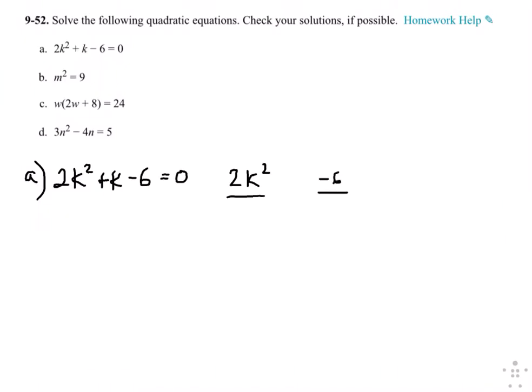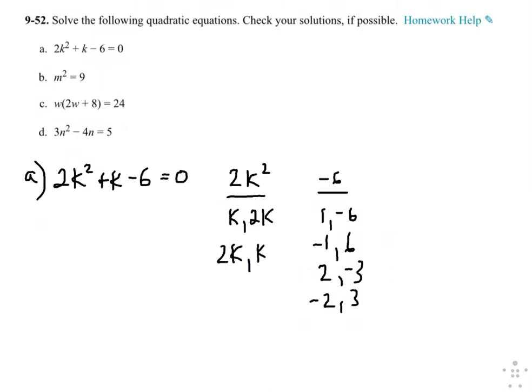Negative 6. So 2k squared would be k and 2k. And negative 6 would be 1 and negative 6, negative 1 and 6, 2 and negative 3, negative 2 and 3, and then I have to reverse one of the columns, so I'll reverse the short one. Now we're going outers, inners, and in this case we're looking for a 1, right? The middle term is a 1.